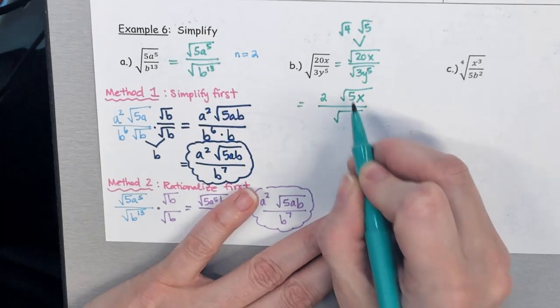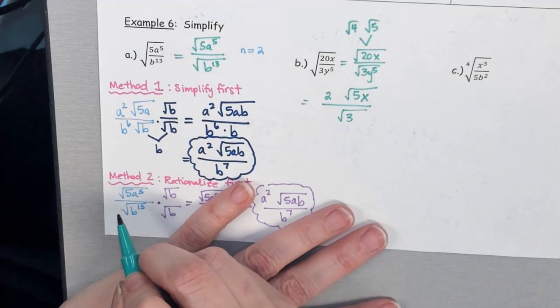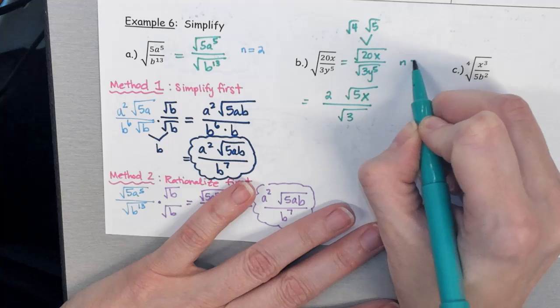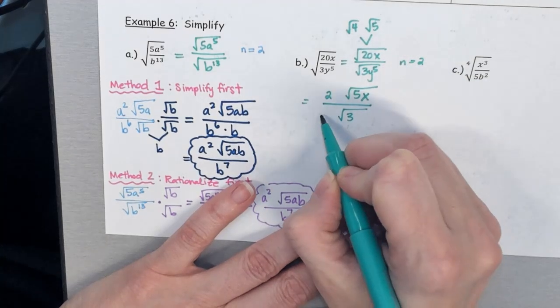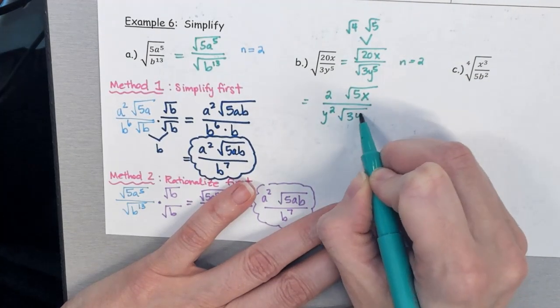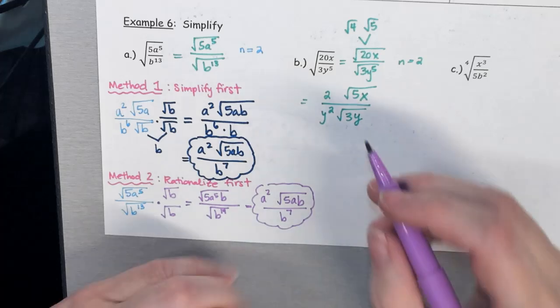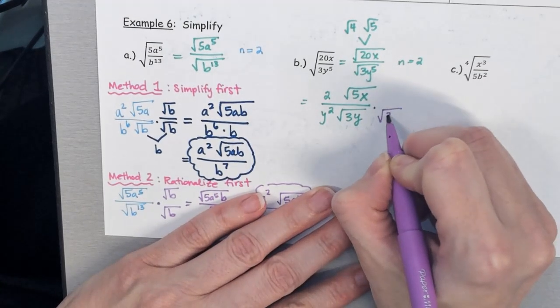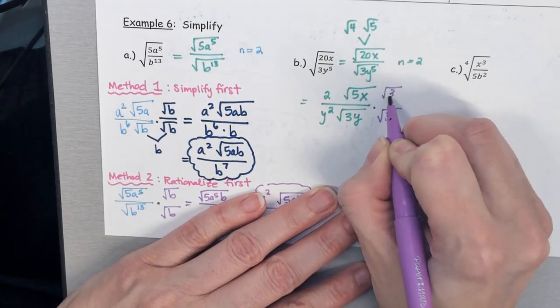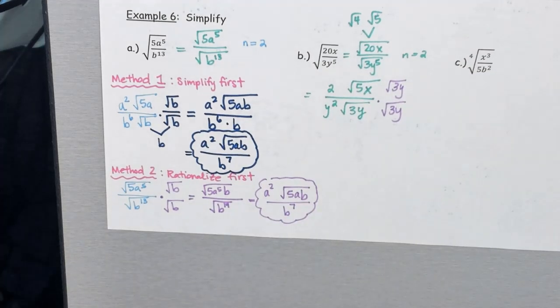Okay, and then on the denominator, 3 is going to stay on the inside. Your index is 2. 2 goes into 5 twice with 1 left over. So when you're deciding what to multiply by, anytime it's a square root, you always multiply by the same root. So you have to multiply by the 3 and the y.